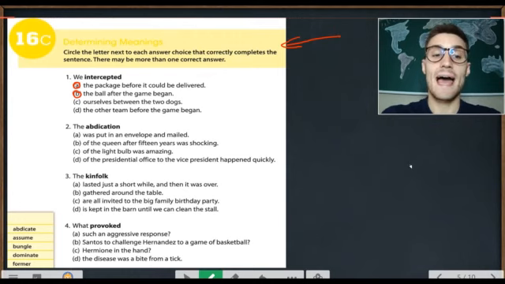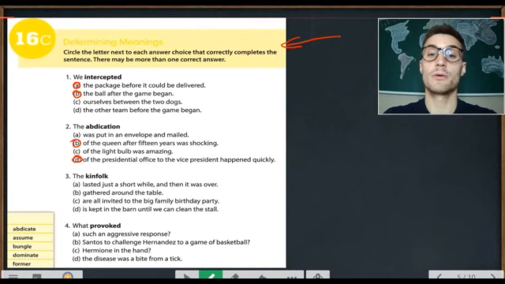The abdication, B, of the Queen after 15 years was shocking. The abdication, D, of the presidential office to the vice president happened quickly. So it went from the president to the vice president. He abdicated.